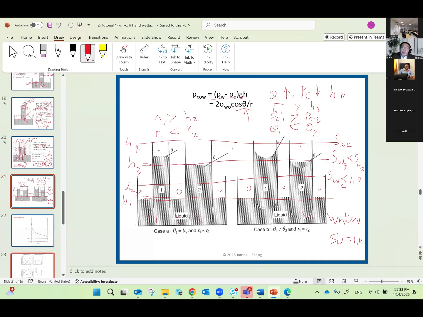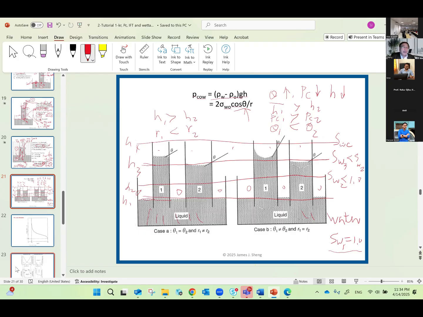Now from top to bottom, water saturation goes from SWC, SW3, SW2, SW1, which is equal to 1. All right, so therefore at different depths, water saturation will be different. And we mentioned earlier that at different depths, capillary pressure will be different, right?